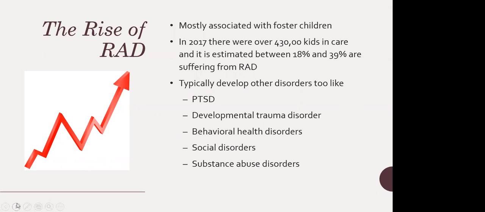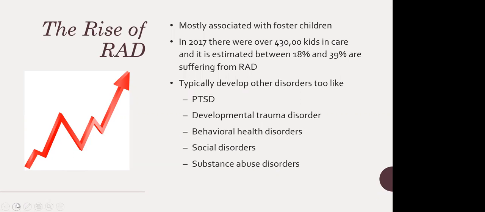And foster children come into care more often than not because of some form of neglect or abuse. In 2017, there were over 430,000 children in the United States foster care system. And of those, it's estimated that between 18% and 39% are suffering from RAD.